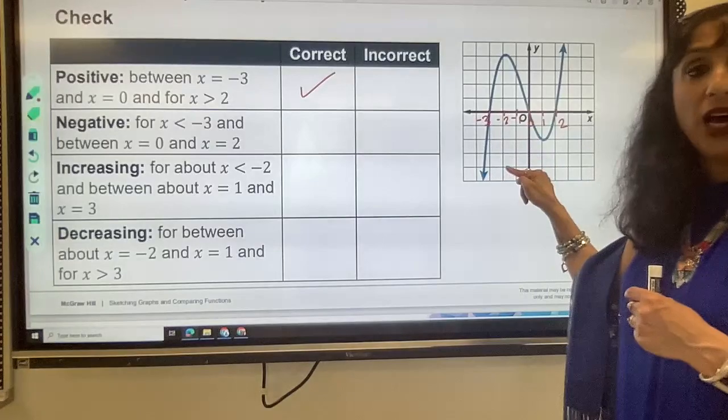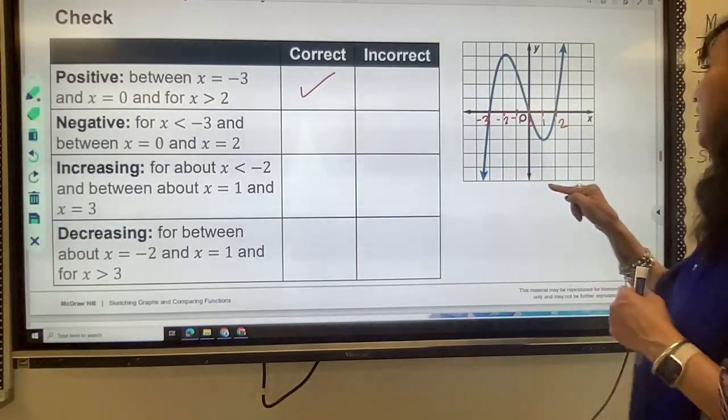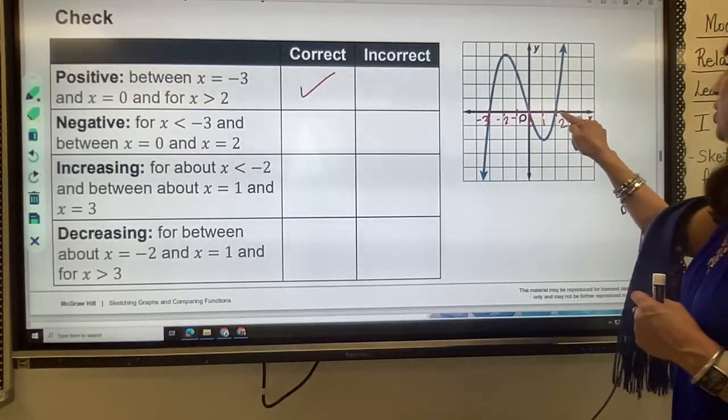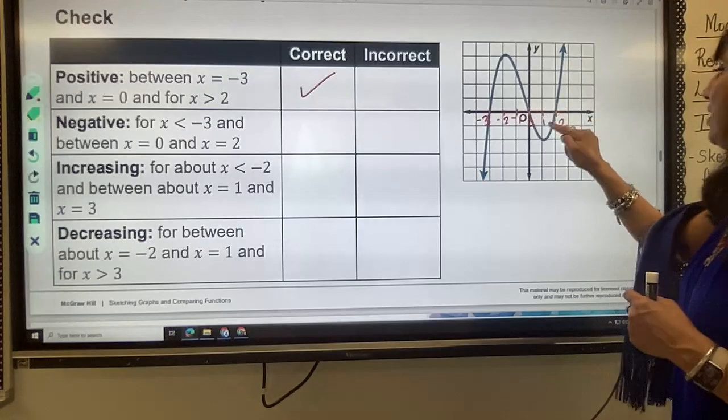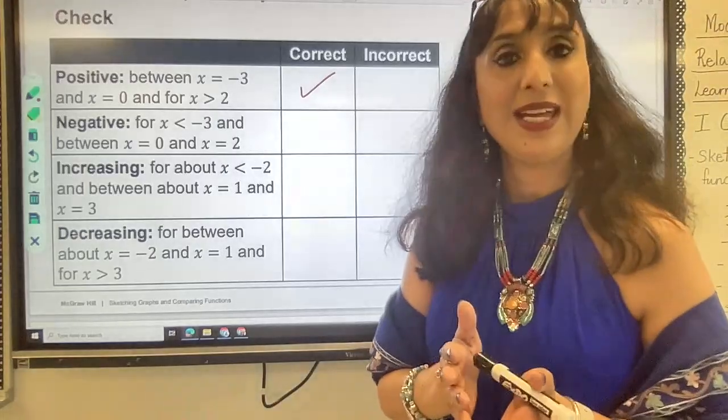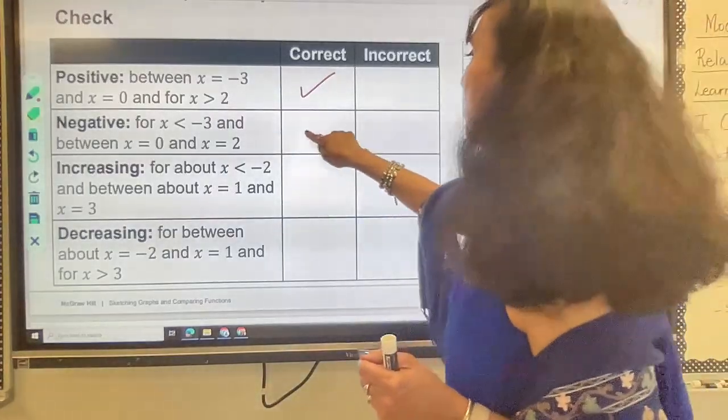And between x equal to 0 and x equal to 2. So between 0 and 2, has the graph gone below the x-axis? Yes, it has. So this is correct.